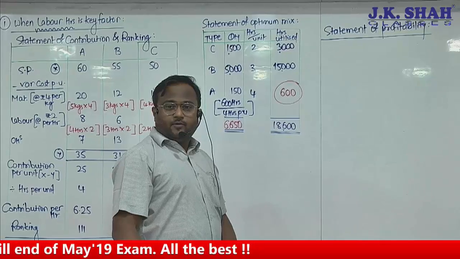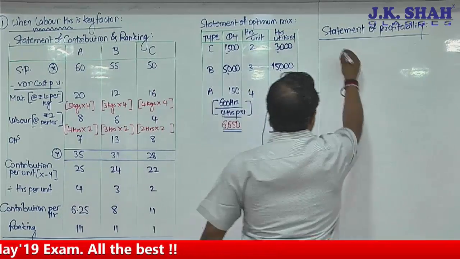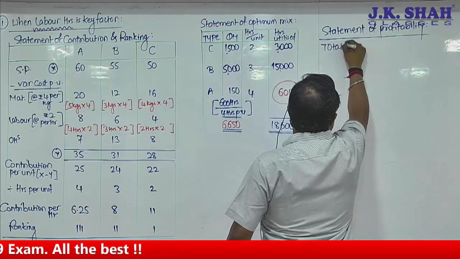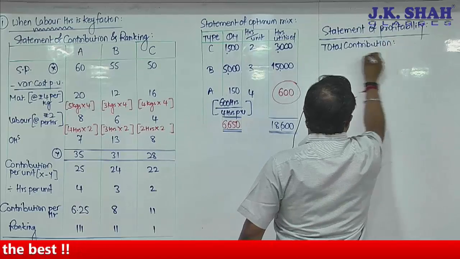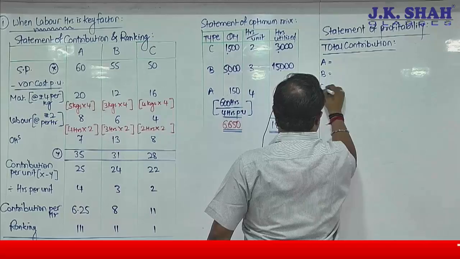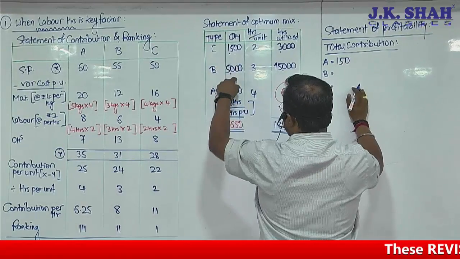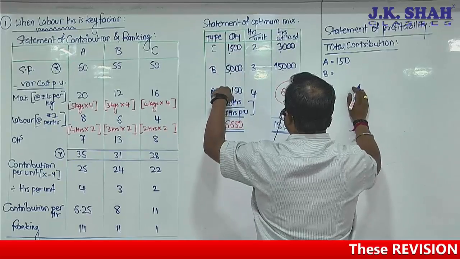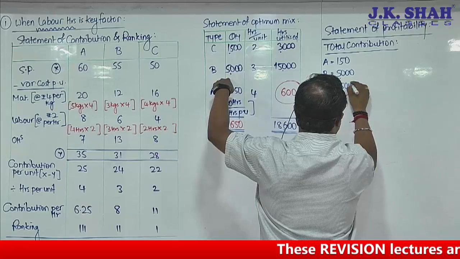Now you're starting with a statement of profitability. That does not mean you should start with sales. You can always opt for contribution as a stage to begin with. I have product A, product B, product C with respective quantity. Please don't pick it up like this. It has to be A, then B, and then C.